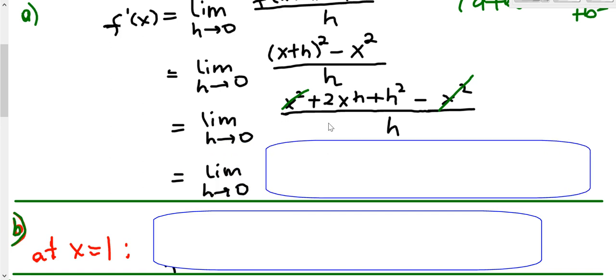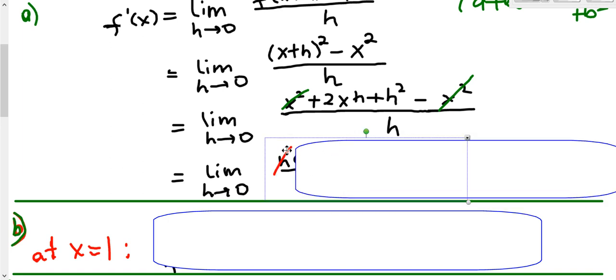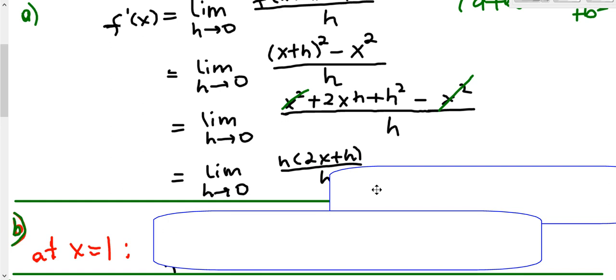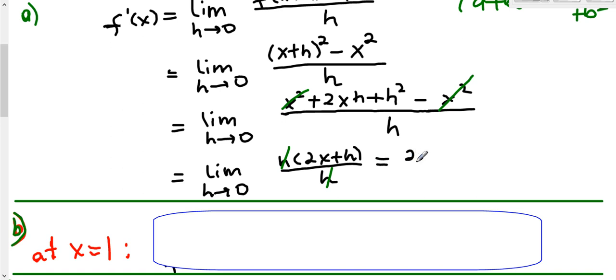So what would you have as h is factored from the numerator? Take out an h. It'll be h times the quantity 2x plus h, all over h. And at this point, all you have to do is remove the common factors, because h is approaching 0 but it's not necessarily exactly 0, so we can remove them. And at this point, take the limit as h goes to 0, and you're going to get 2x.